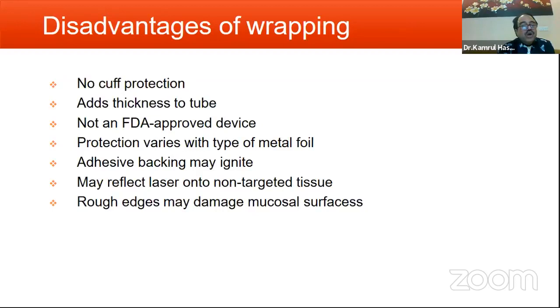Disadvantages of wrapping: no cuff protection, adds thickness to the tube, not an FDA approved device, used in third world countries. Protection varies with the type of metal foil. Adhesive backing may ignite, may reflect laser onto non-targeted tissue, and has rough edges.